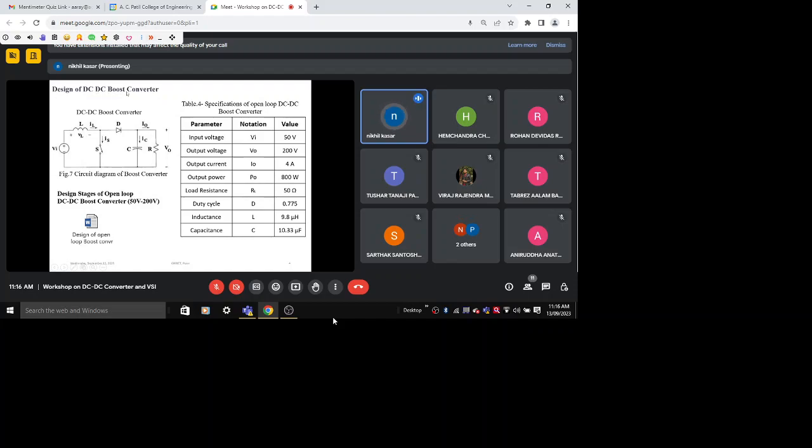This is the design of a DC to DC converter, a boost converter, and this will be explained by Professor Kasar now. He will explain the working of this in brief, and then depending upon these parameters, the design value of C, and further he will also teach you how to design. Now I am handing over.